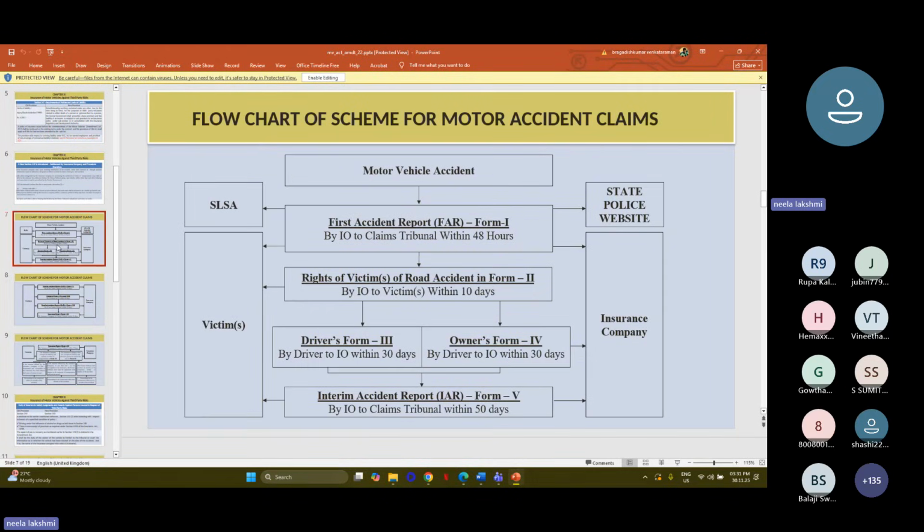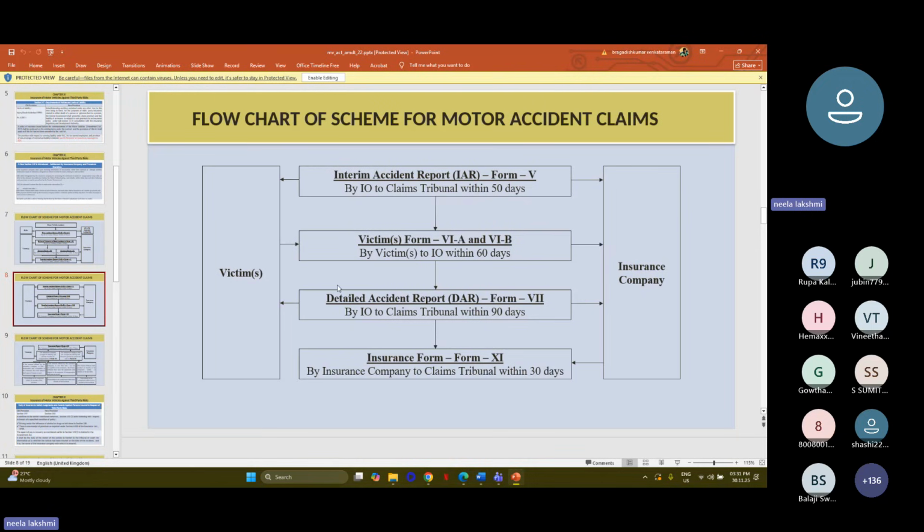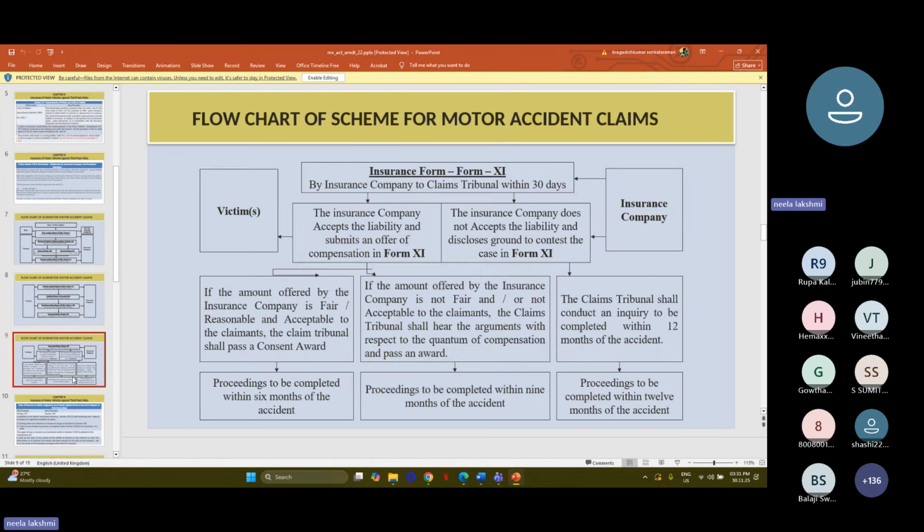Try to remember Forms 1 to 11. Form 1, 2, 3, the driver's form, the owner's form, DAR. DAR is another important form. DAR is Form number 11. The Insurance form is Form number 11. These are all very important forms. Please try to remember them without fail. This is coming under Section 149.